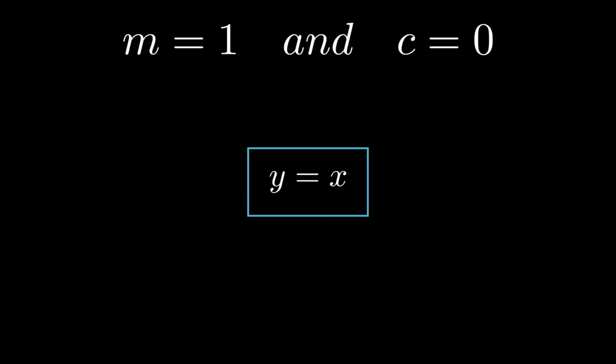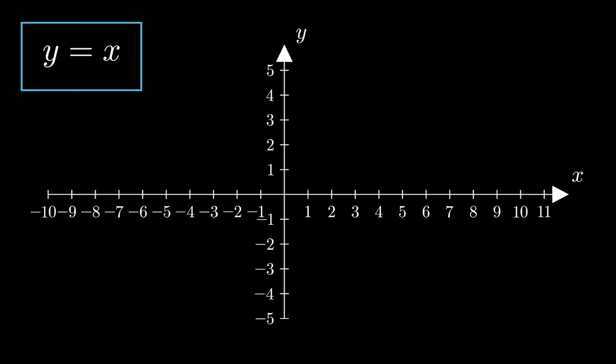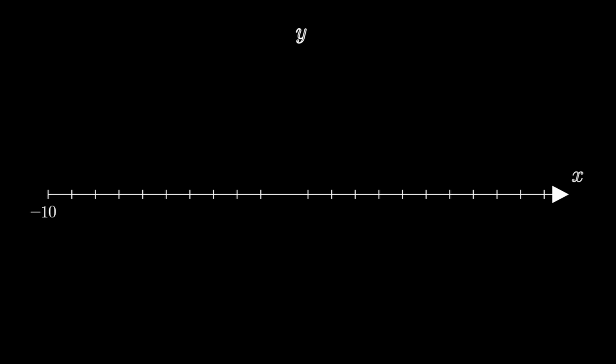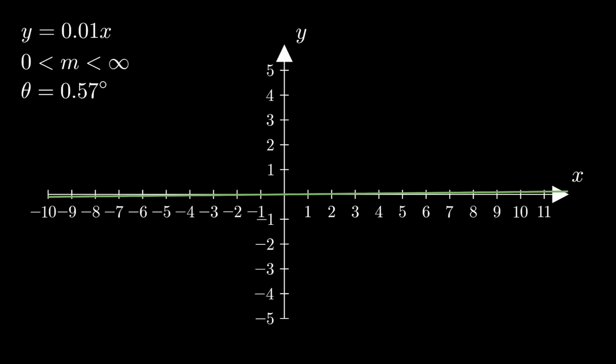Let's visualize this function. On the graph, we can see that this line passes through the origin, the point where both the x and y axes are 0. Now, let's incorporate the coefficient m and observe how the function changes visually.